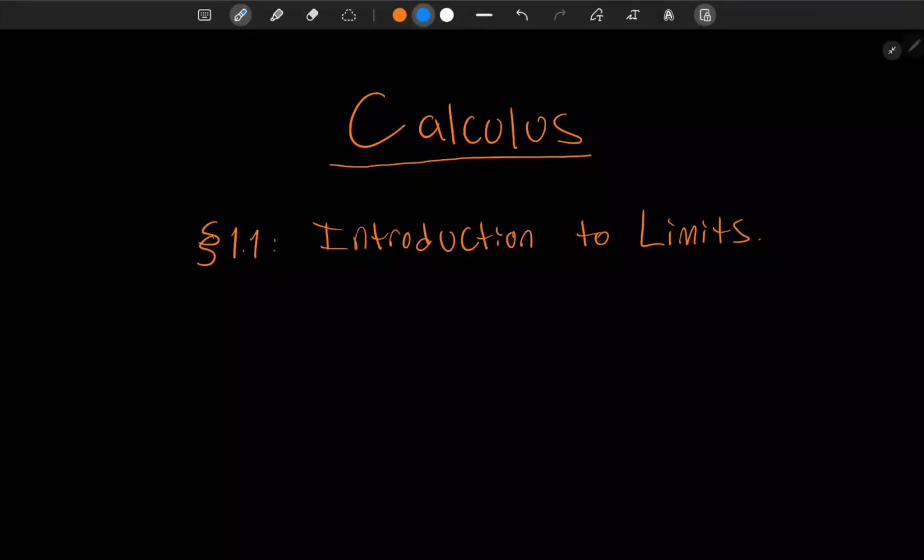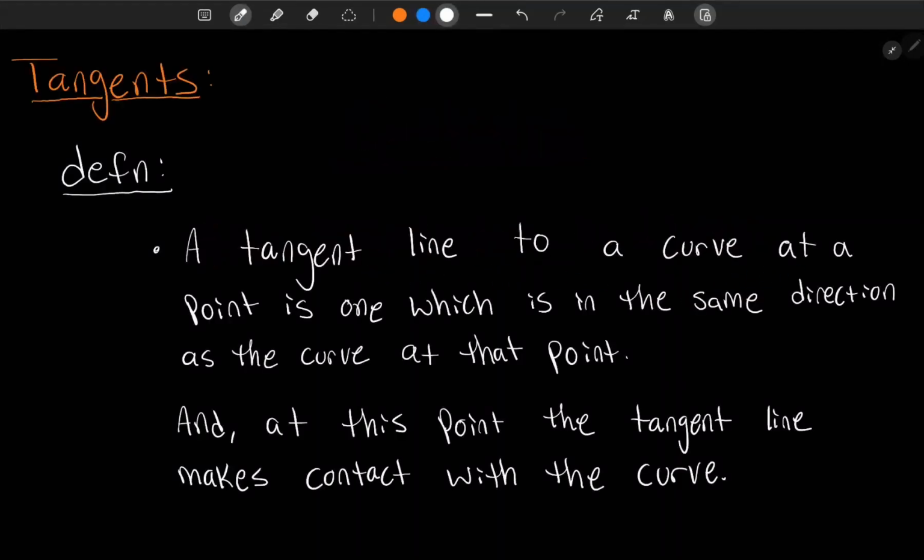Hello. In this video, we'll be covering section 1.1 of our series on single and multivariable calculus. Specifically, we'll be introducing the topic of limits. But before we begin discussing limits, we must first talk about tangents and tangent lines.